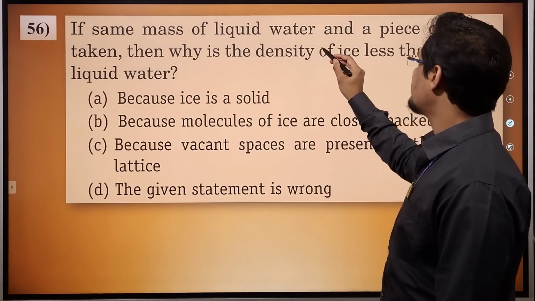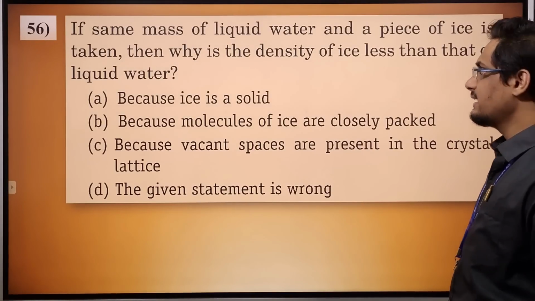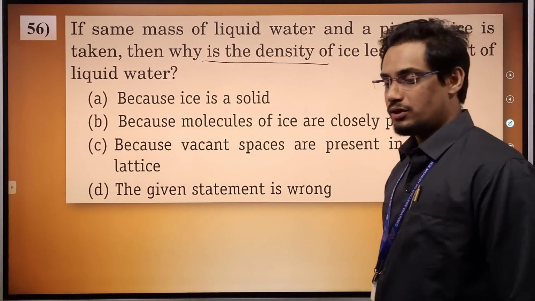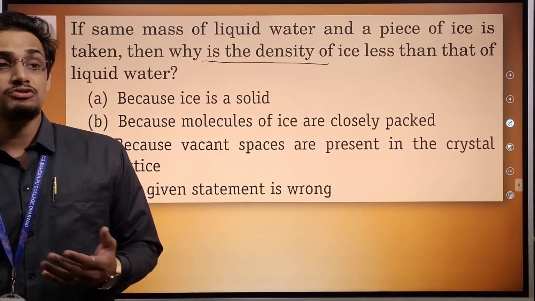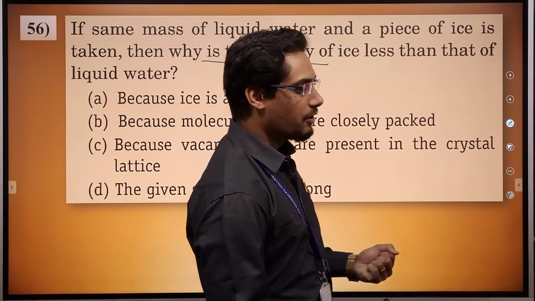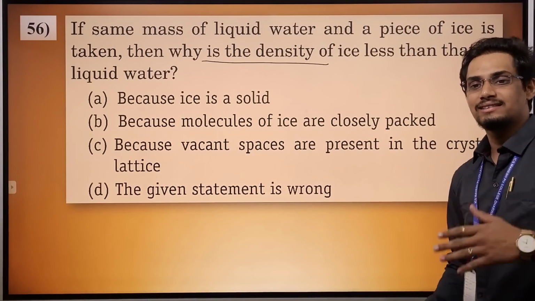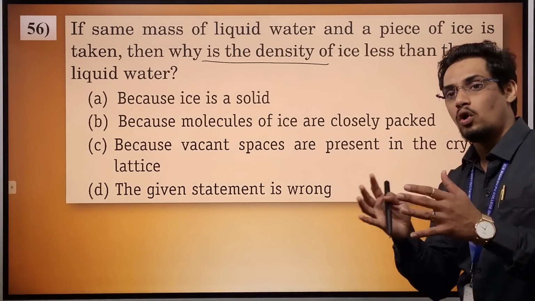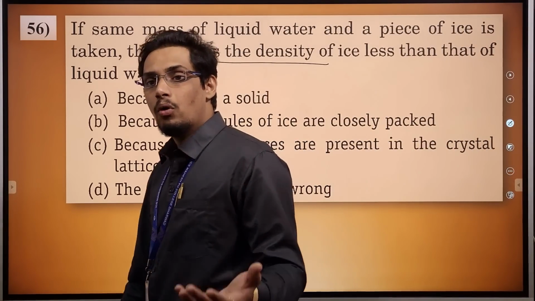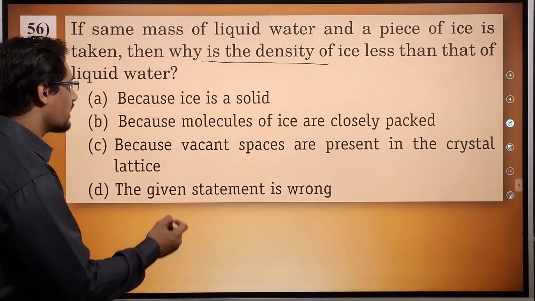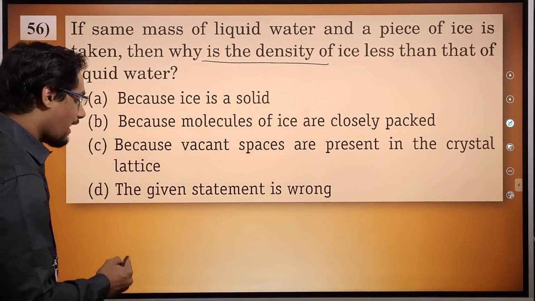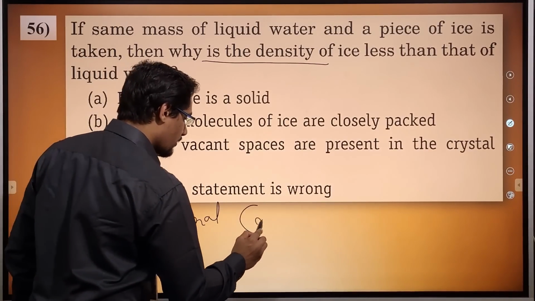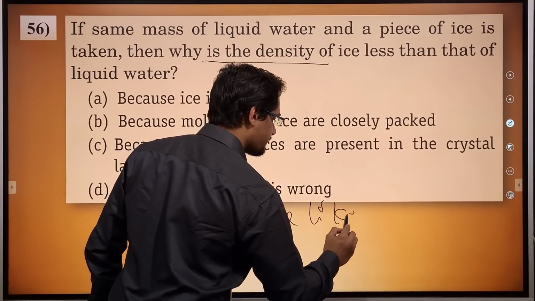The same mass of liquid water and a piece of ice is taken. Why is the density of ice lesser than the density of water? See, this is because of the anomalous expansion of water. Always the density of ice is lesser than the density of water; from 4 degrees Celsius, anomalously, its volume starts increasing. The most accepted answer is because in the solid state, it forms a hexagonal cage-like structure.